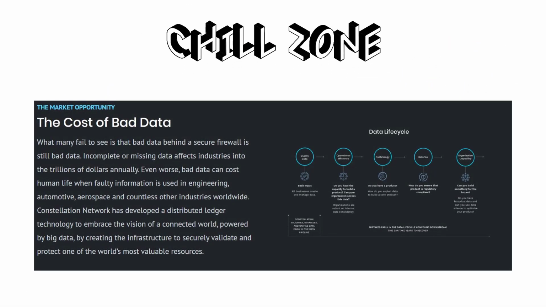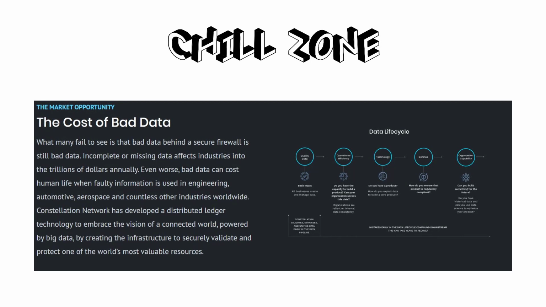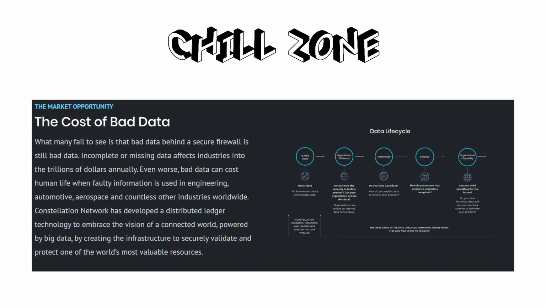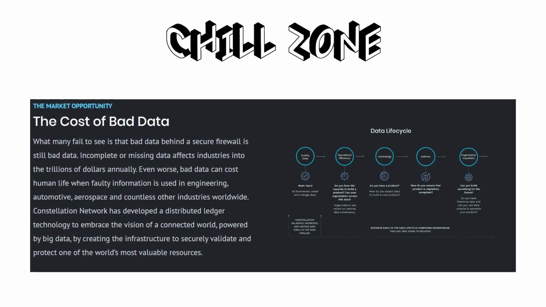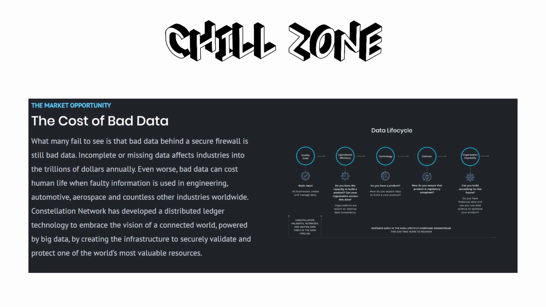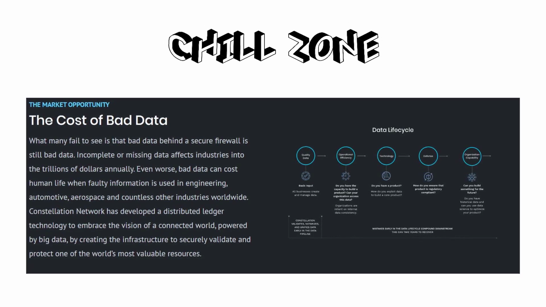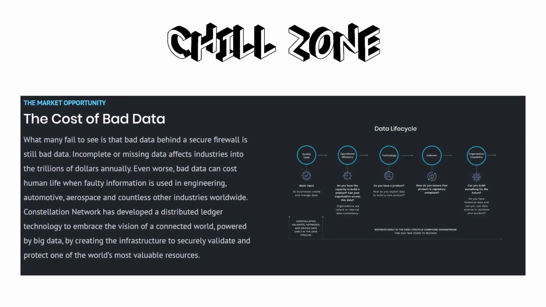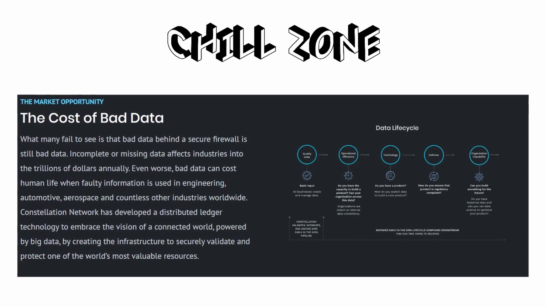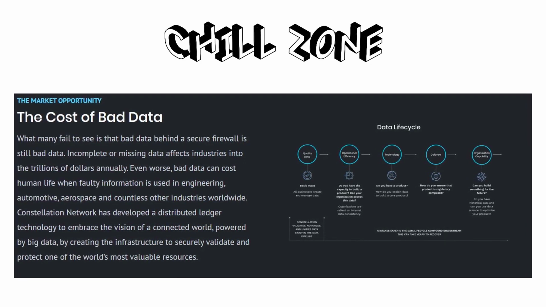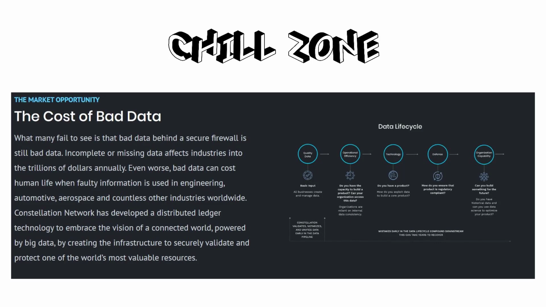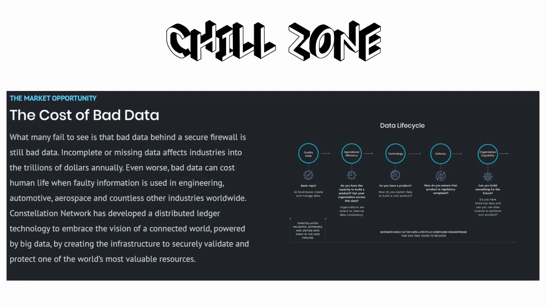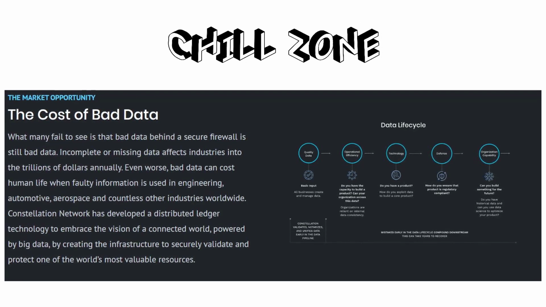What many fail to see is that bad data behind a secure firewall is still bad data. Incomplete or missing data affects industries into the trillions of dollars annually. Even worse, bad data can cost human life. When faulty information is used in engineering, automotive, aerospace, and countless other industries worldwide, Constellation Network has developed a distributed ledger technology to embrace the vision of a connected world powered by big data by creating the infrastructure to securely validate and protect one of the world's most valuable resources.